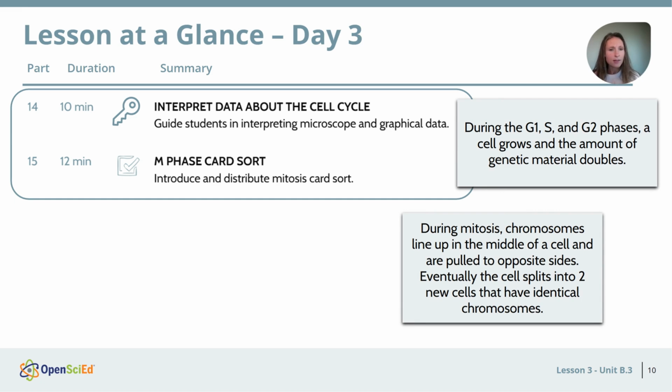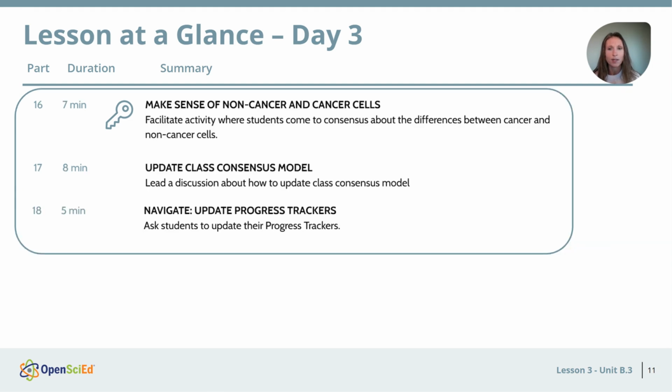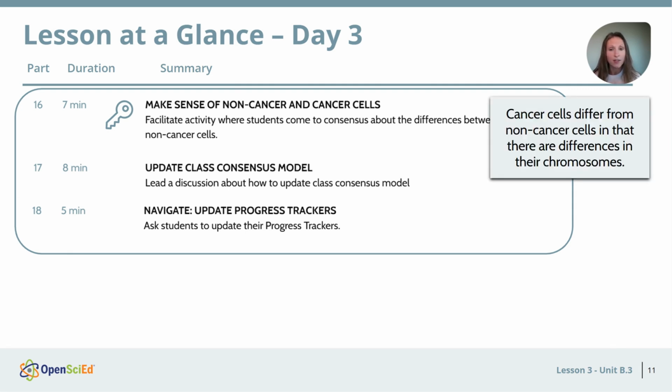At the end of this part, they're still wondering about the cancer cells from round 2 of the cell game and how those cells differ from the starting non-cancer cell. So finally, the lesson wraps up with a quick activity where students place chips on a model handout that shows cell division during round 1 of the cell game and another showing cell division during round 2. This helps students figure out that a cancer cell does not have identical chromosomes at the end of cell division. After this, we update our initial class consensus model from Lesson 1, and students fill out their progress trackers.